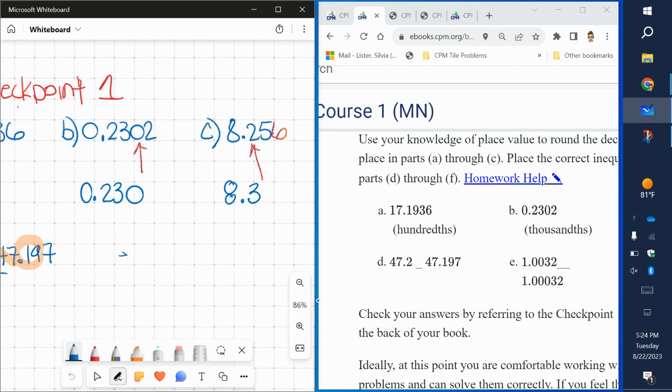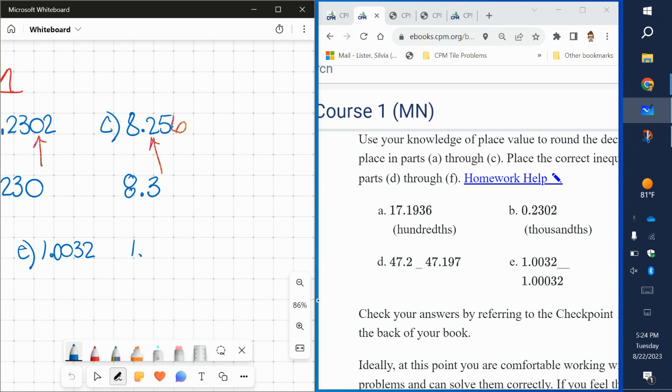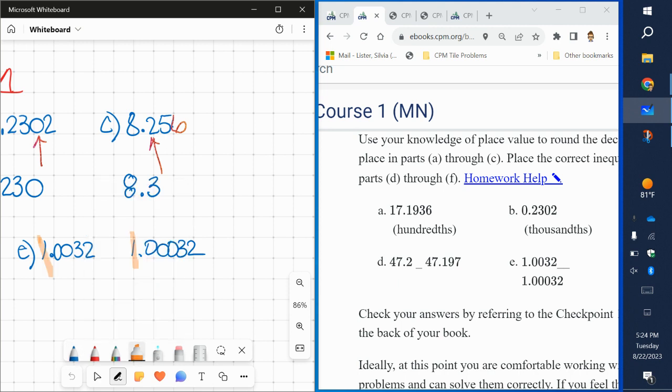Letter E. 1.0032. And now 1 point, and this has 3 zeros. 3, 2. So let's compare them. I've got a 1 and a 1. I got 2 zeros, 2 zeros, and then I notice that this is a 3 and that's a 0. Once again, the number that is bigger, which is the 3, is greater. So here's another greater than.